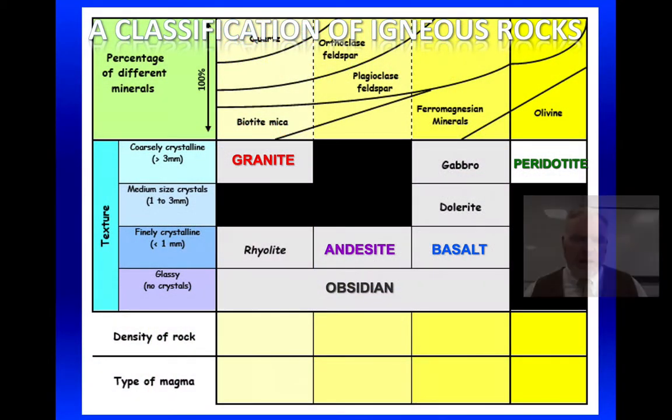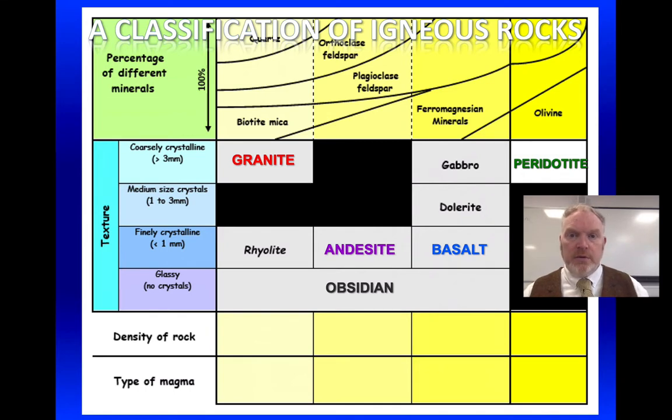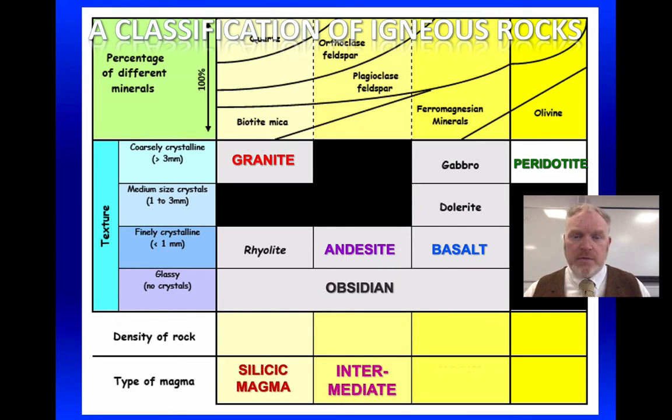So, let's go back to the table, the classification of igneous rocks table on page 3. Now, there are some details to fill in, perhaps from last time, about the types of magma, how granite is formed from silicic magma, because it contains quartz, a lot of silica. Basalt is formed from mafic magma, lots of iron and magnesium in that particular magma. In between the two, we have andesite, which is intermediate in composition. And finally, peridotite, which has got even more iron and magnesium in than basalt, and therefore is ultramafic.